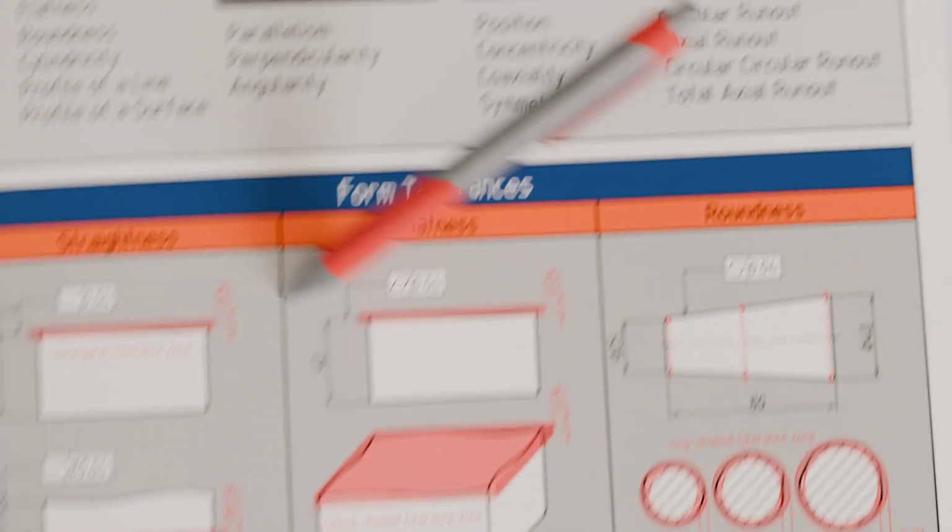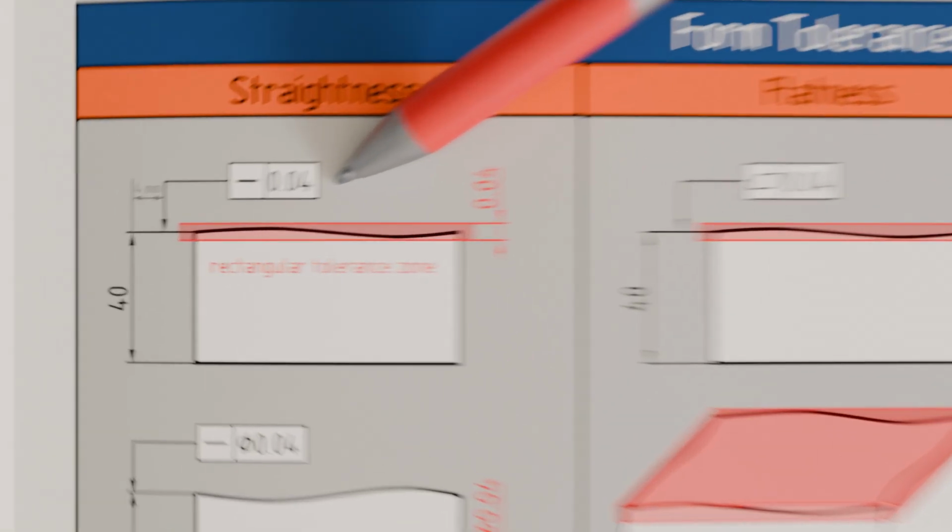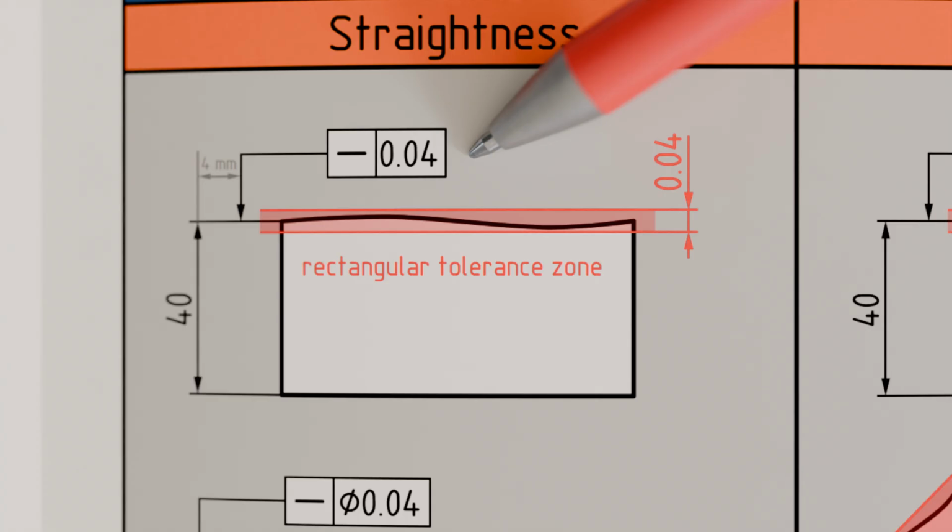Let's briefly summarize them once again. For straightness, the actual geometric feature must lie between two parallel lines whose distance corresponds to the form tolerance value. In this case, the tolerance zone is rectangular. When straightness is applied to a real geometric feature, such as an edge or a line on a surface, the leader arrowhead must point to the edge, the surface, or the corresponding extension line, but it must be placed at least 4 mm away from the dimension line.